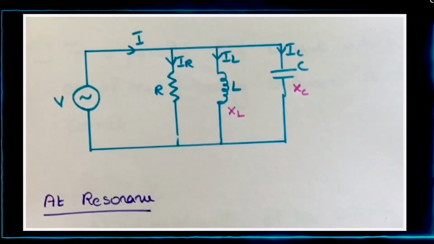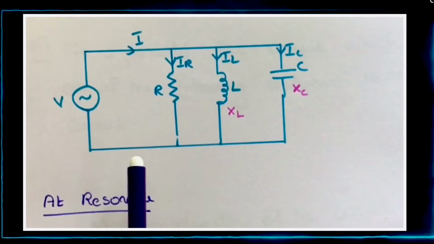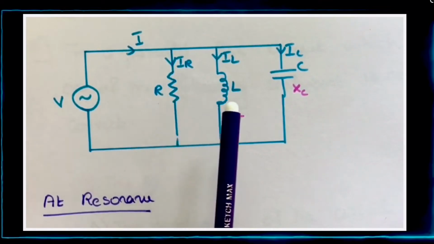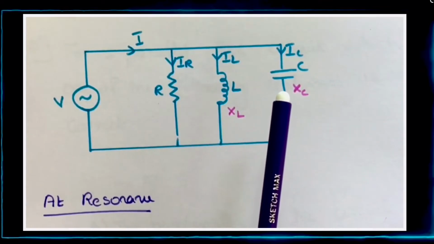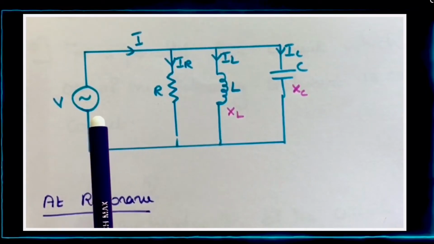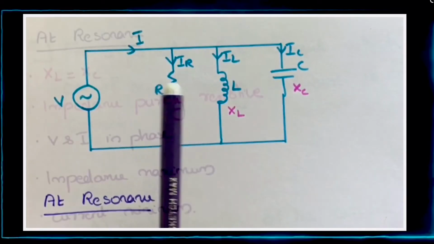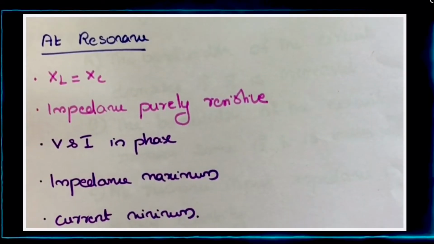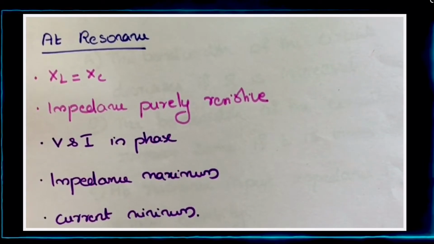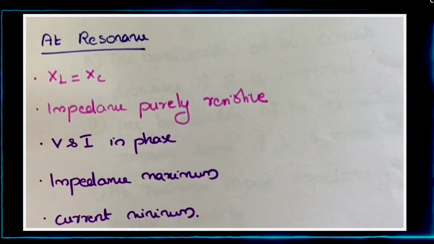So this is the parallel RLC circuit. You can see a resistor, inductor and capacitor are connected in parallel. An AC voltage source V is connected across this parallel connection. Let me ask you something. Do you know what is resonance? Alright, resonance is the condition of a circuit at which it attains maximum response, and the frequency at which resonance happens is known as resonant frequency.